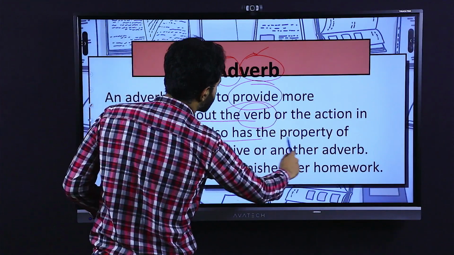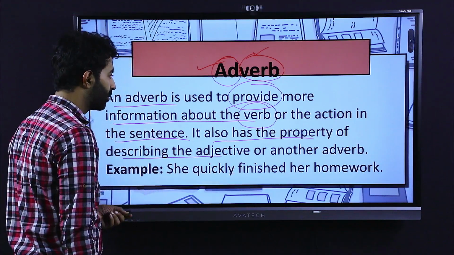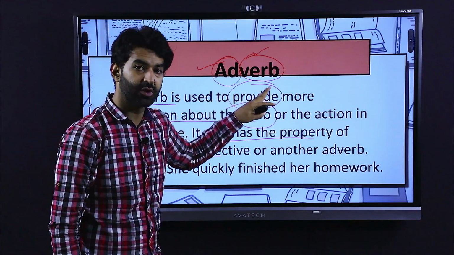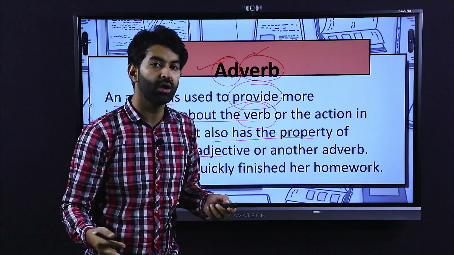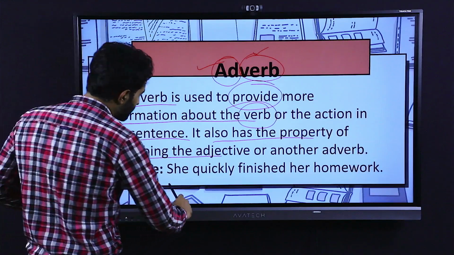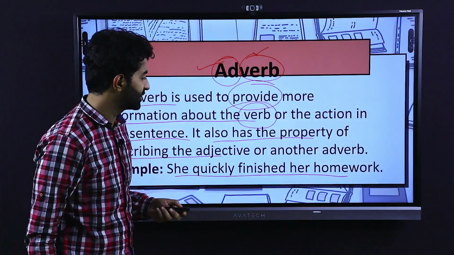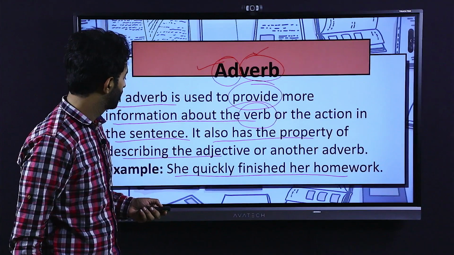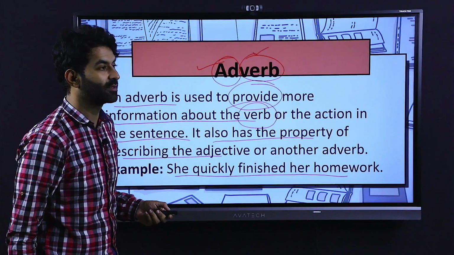It also has the property of describing the adjective or another adverb. So adverbs can also give information about adjectives or other adverbs. For example, she quickly finished her homework. Students, can you point out the adverb in the sentence? What is the adverb in this given sentence?